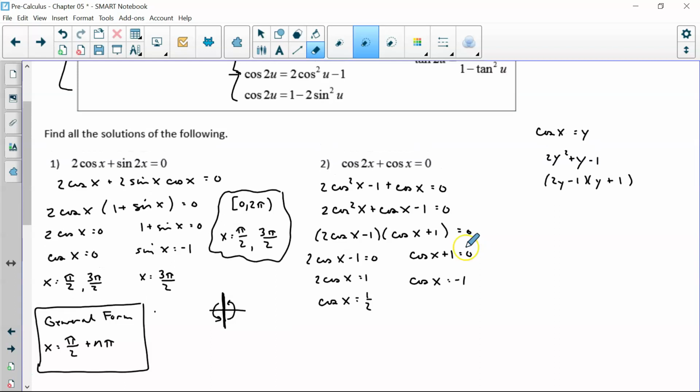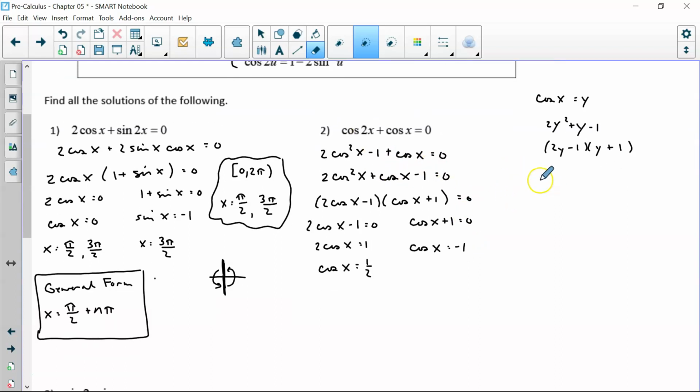So now, when cosine is positive, that's going to be in quadrants 1 and 4. So to get that 1/2, we have our pi over 3's. For us to be in quadrant 1, it's pi over 3. In quadrant 4, it's 5 pi over 3. Now for the cosine of x equaling negative 1, that's on our quadrant angle. That's going to be at pi.